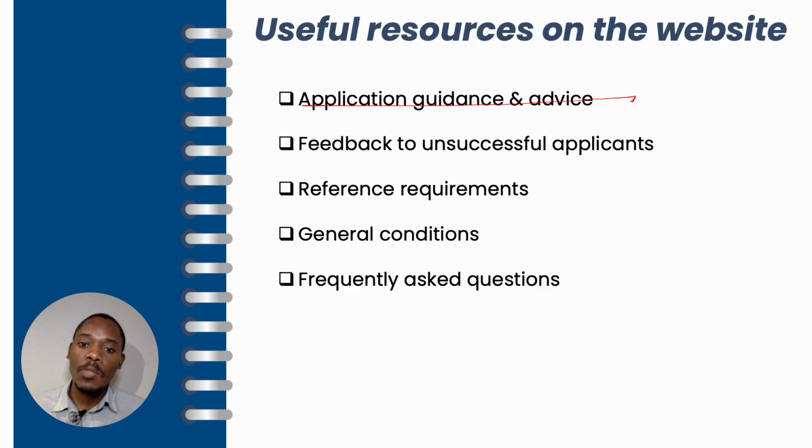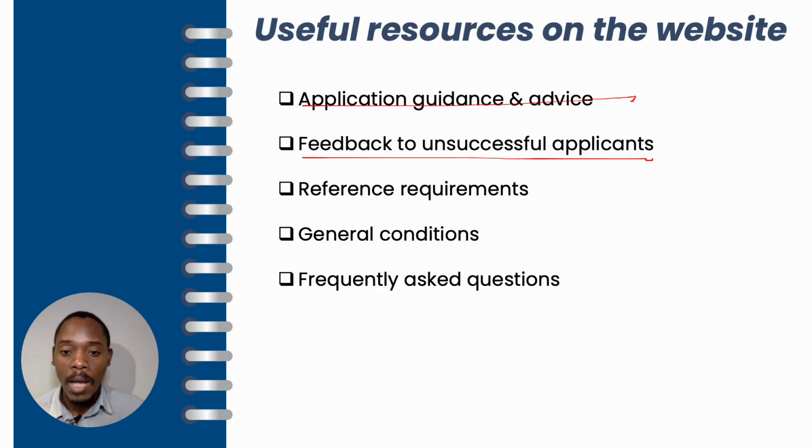Feedback to unsuccessful applicants. There is a tab on the Commonwealth Scholarship website where they've given feedback to unsuccessful applicants. So you can read through and try to avoid those mistakes that others have made previously. They are general, but they can still help you, especially if you are new.